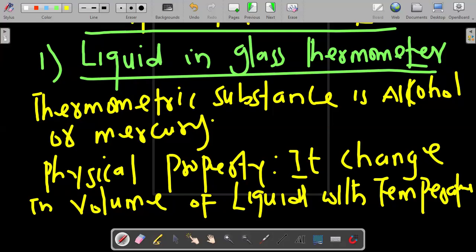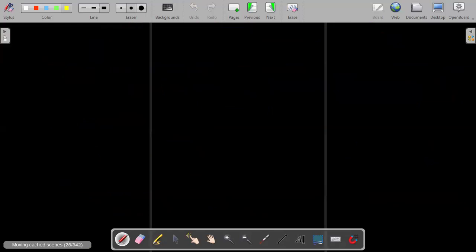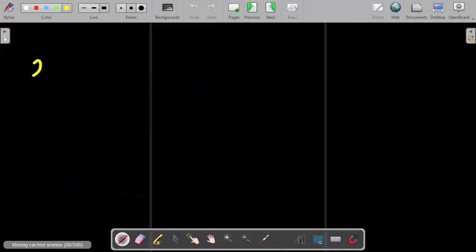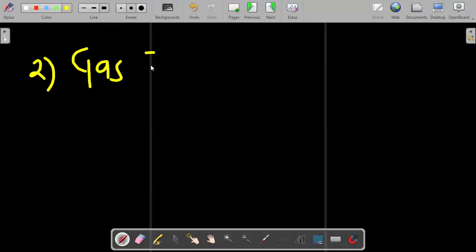So the second type of thermometer we have, number two, is the gas thermometer.